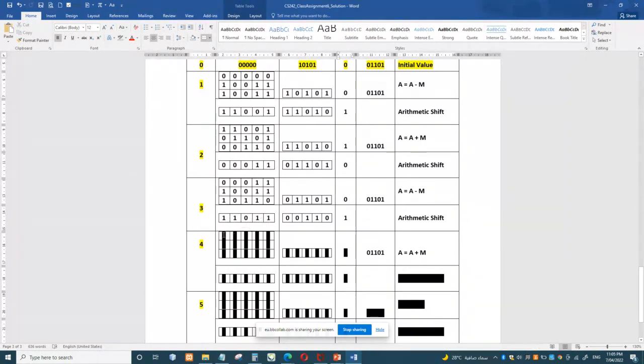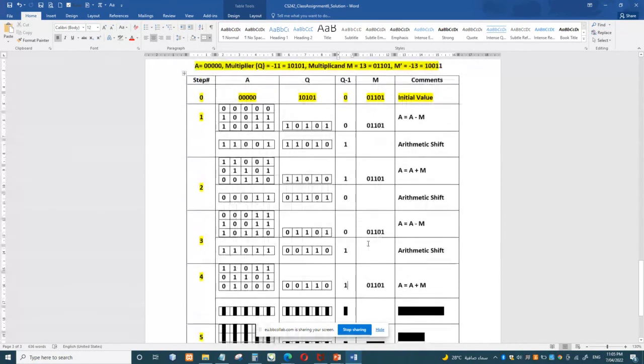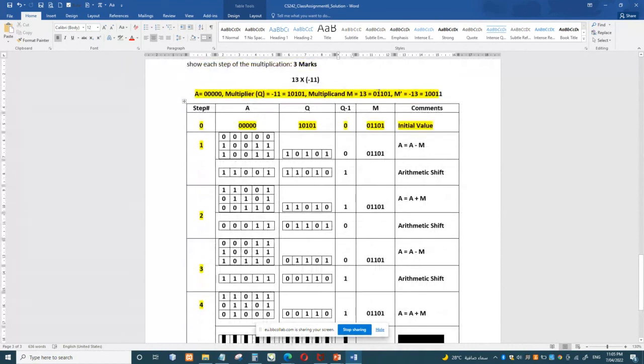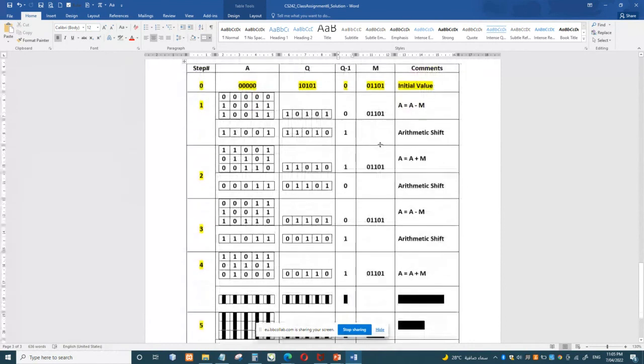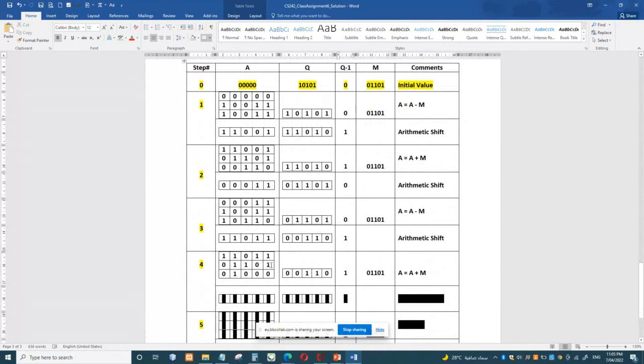This is our A, 11011, and our M, that's our multiplicand, which is 01101. So 01101, that is our M. This is our A. So we'll add them together.